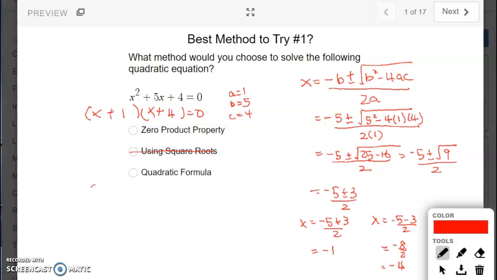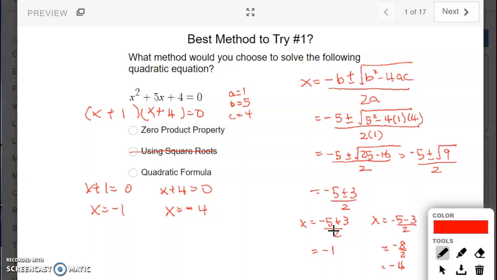So that means x plus 1 is equal to 0, or x plus 4 is equal to 0. Bringing 1 to the other side, you get x is equal to negative 1 here, and bringing 4 to the other side, by taking the negative, x is equal to negative 4. Okay, so which one was much easier? We did get the same answer, x is equal to negative 1 or x is equal to negative 4.